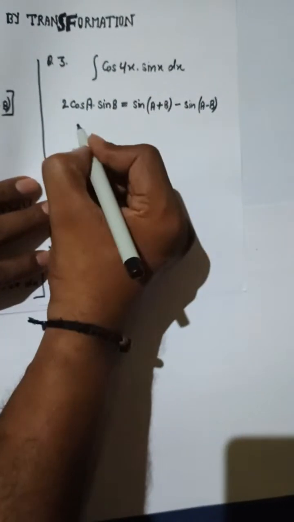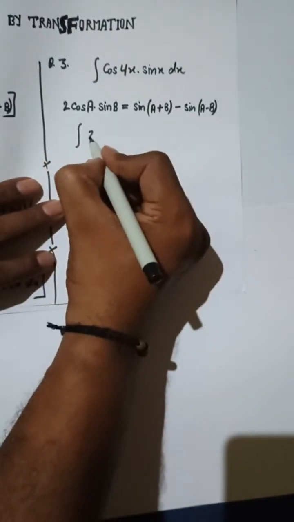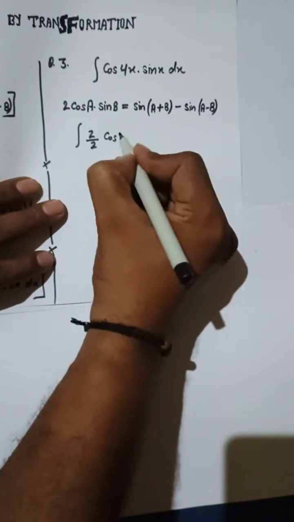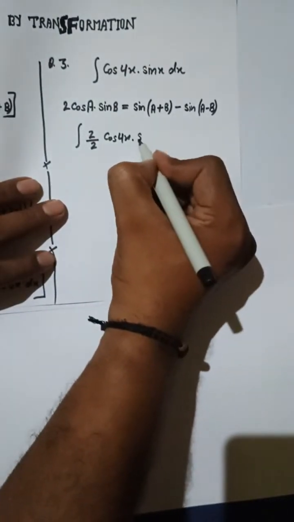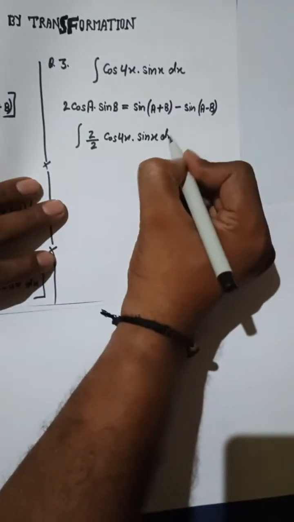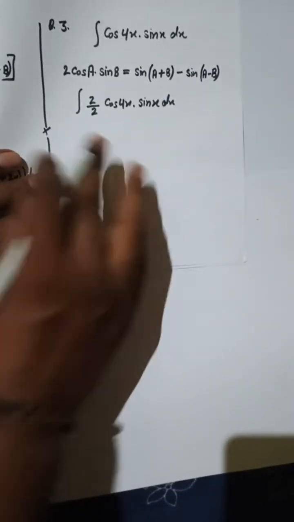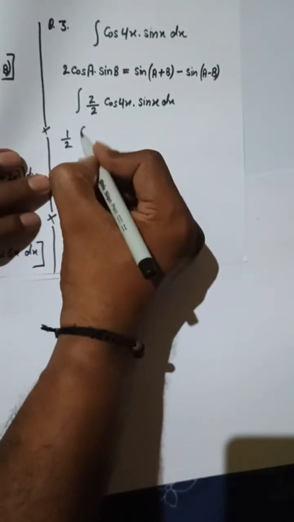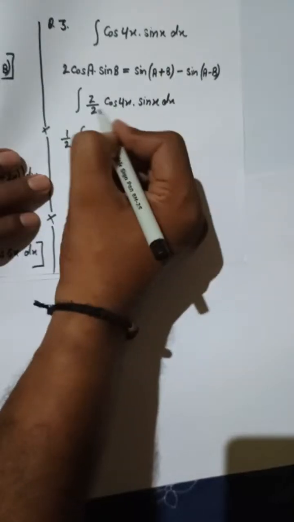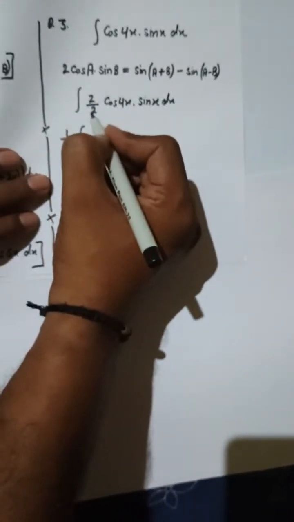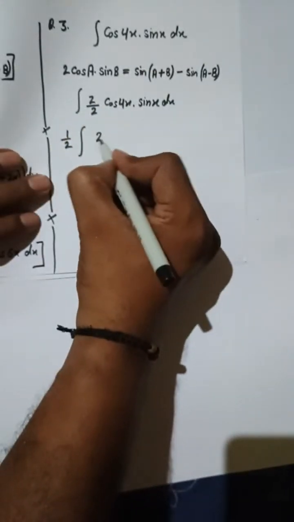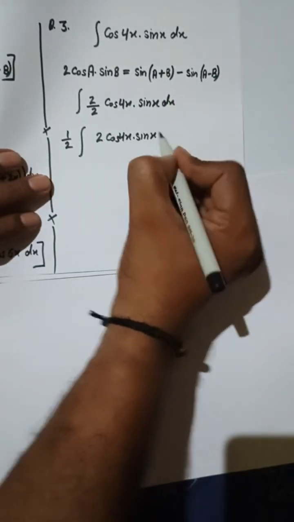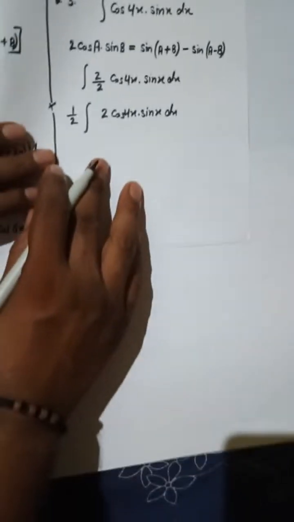Here 2 is not there, so I need to multiply by 2 and divide by 2, and then I can write cos 4x into sine x into dx. So this is the first approach, we should go through it. And 1 by 2 I'm putting outside, because there is no need to divide by 2 in the formula. And we have 2 cos 4x and then sine x into dx over here, right?